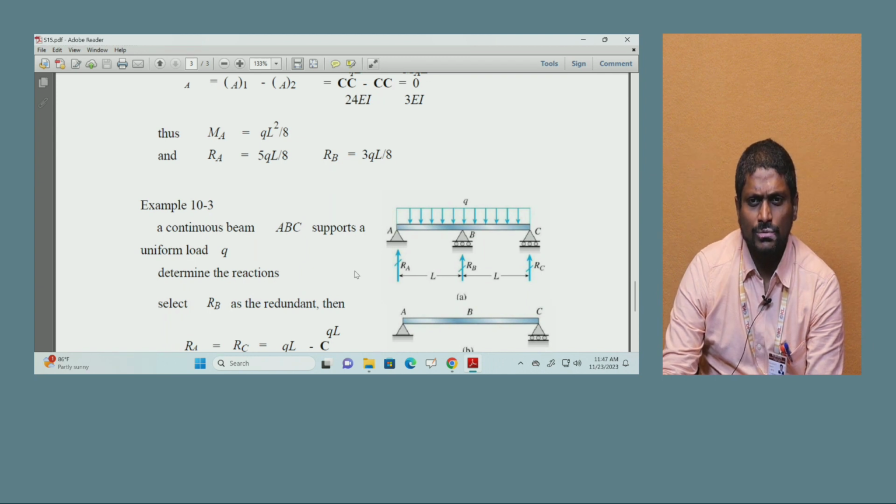Moving on to the next discussion, I will be moving on to the analysis of continuous beams using different methods. The first method is the three moment equation, and then the slope deflection equation, moment distribution method, and Kani's method we are going to discuss.